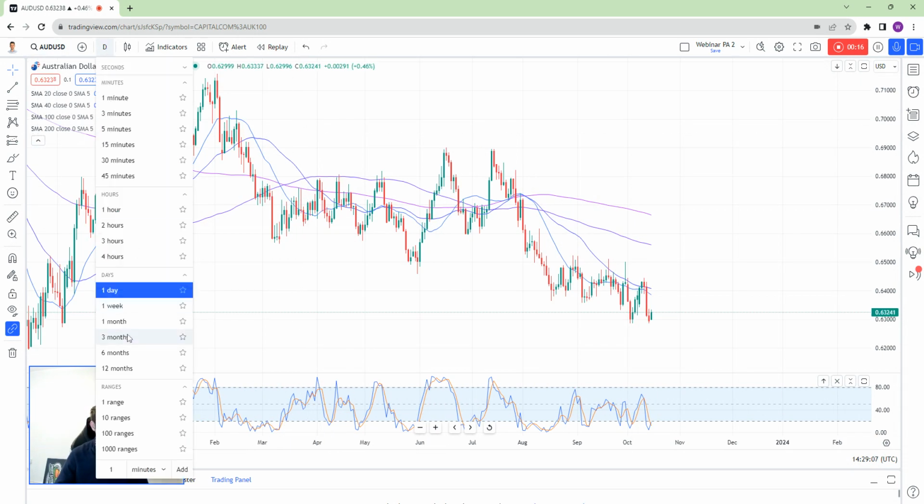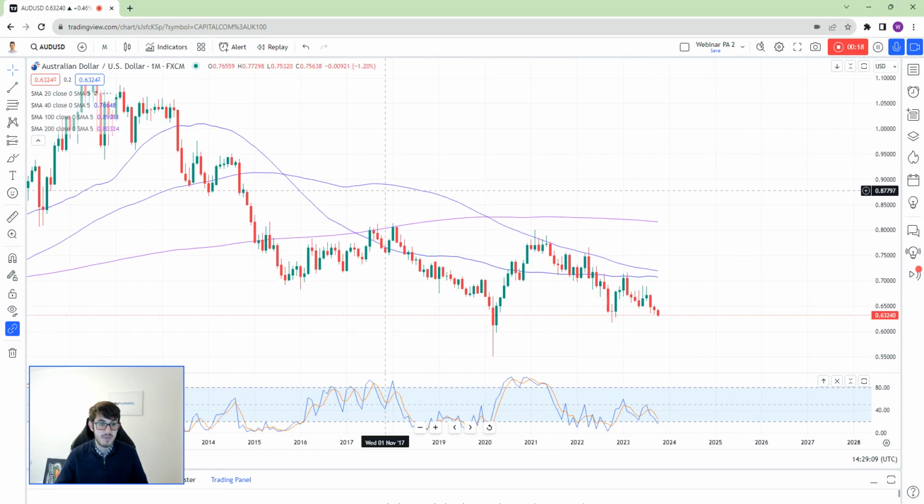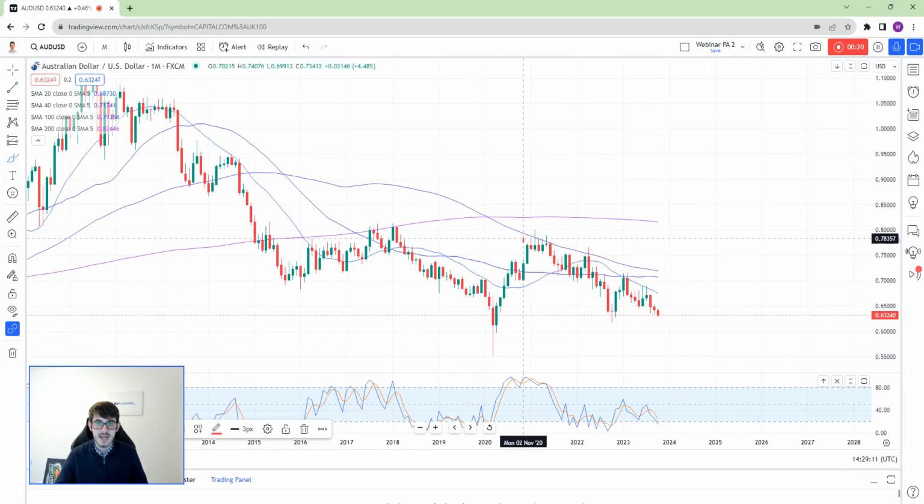The Australian dollar against the US dollar, if you just start off on the monthly, you can see this really ugly downwards movement for a sustained period of time. And this has gone on and on and on as the AUD has lost value off the back of this big fall we had around COVID time. Had a really, really big fall there.